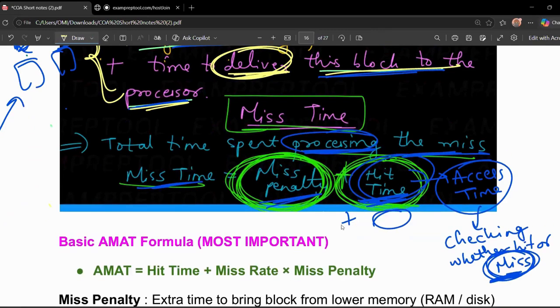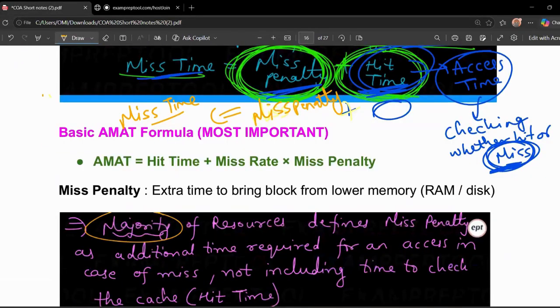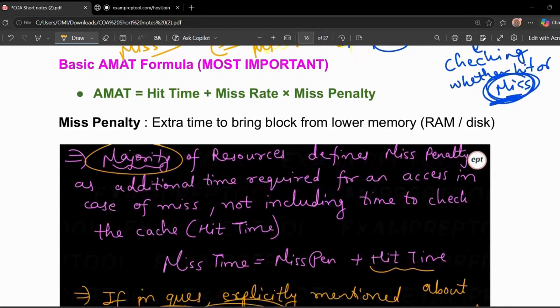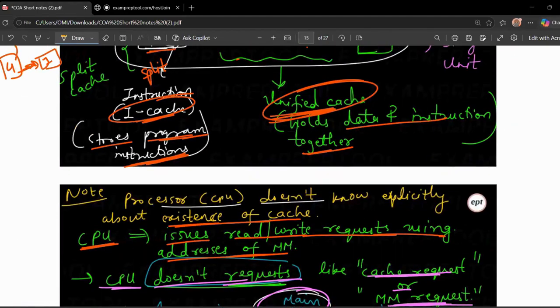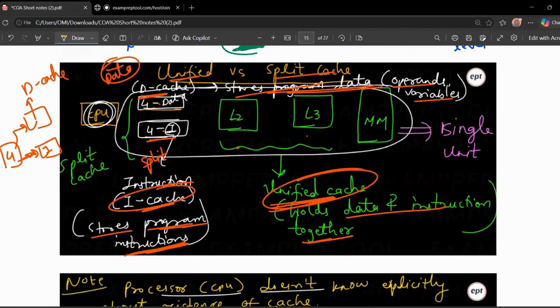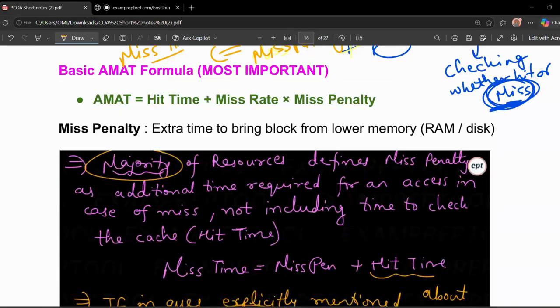So plus the miss penalty. This total time is called the miss time. Miss time is the same as miss penalty plus hit time. These are the terminologies and the basic context I have given. Now we'll see in detail.